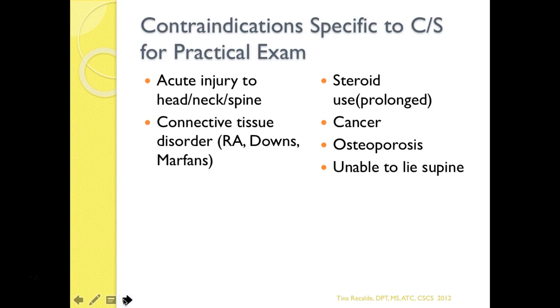Contraindications specific to the cervical spine for a practical exam would be an acute injury to the head, neck, or spine, connective tissue disorders such as rheumatoid arthritis, Down syndrome, or Marfan's, which you have just issues with instability, osteoporotic bones, steroid use for prolonged time. Again, we talked about that when you've had prolonged steroid use, that thins your bones and makes you more susceptible to being osteoporotic and to having fractures. Cancer, osteoporosis in the advanced stages, and the patient's unable to lie supine.